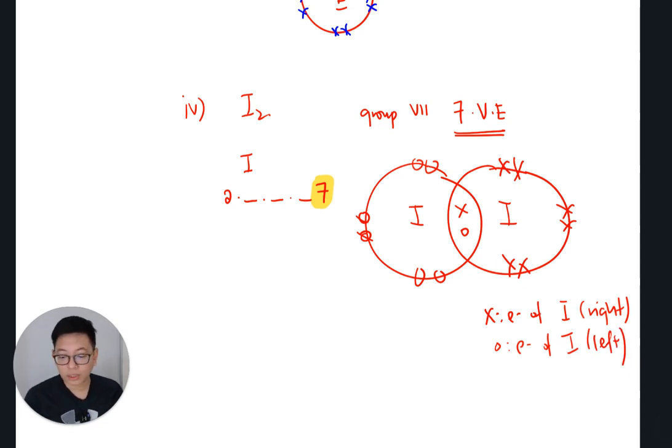So watch out for elements that are in period 4 or period 5. All you want to do is take note of the group, which will give you the number of valence electrons.